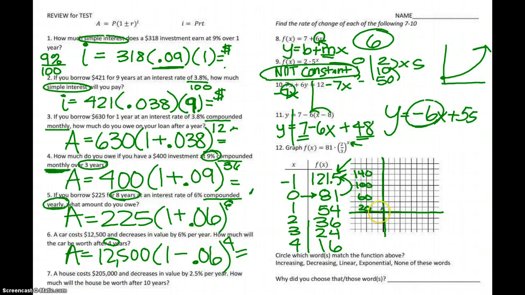Then negative 1, 121. So that's about negative 1. 121 is about right here. 81, 0, 81 is about right here. 1, 54, over 1 up 54. 2, 36, that's 20, so 36. 3, 24. 36 probably a little higher, 24. And then 16, a little lower.